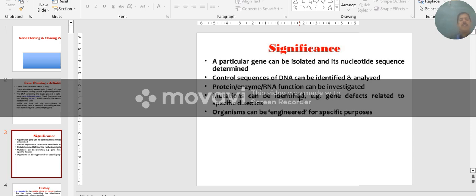The basic significance behind carrying out this technique is that a particular gene can be isolated and its nucleotide sequence can be determined. Control sequences of DNA can be identified and analyzed. Protein, enzyme and RNA function can be investigated. Mutations can be identified, for example gene defects related to specific diseases, and organisms can be engineered for a specific purpose.